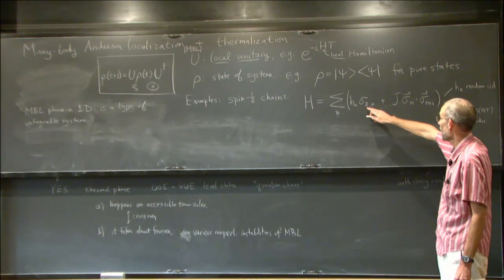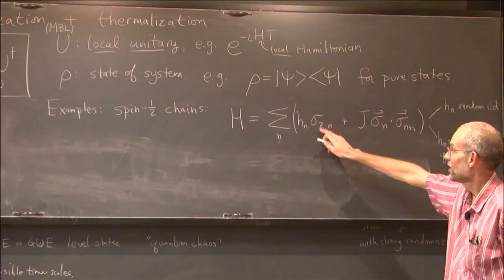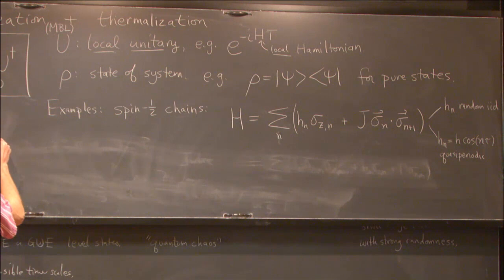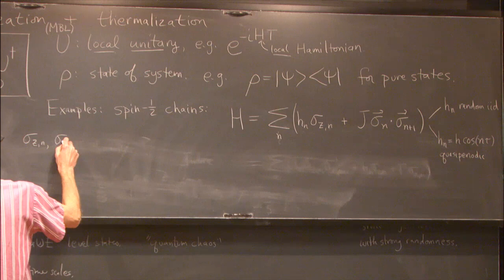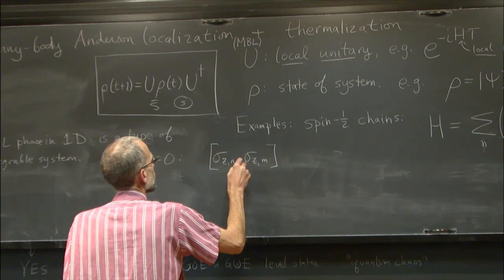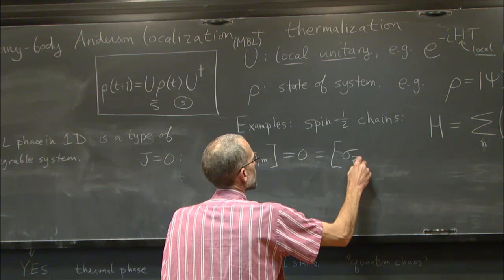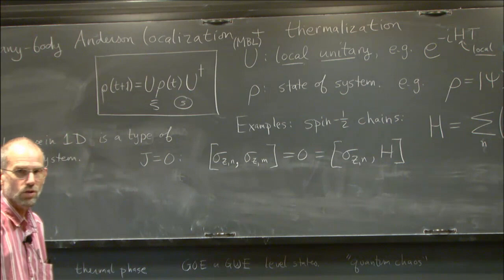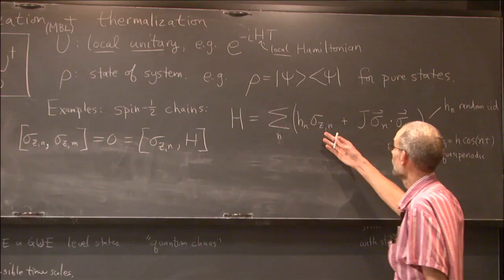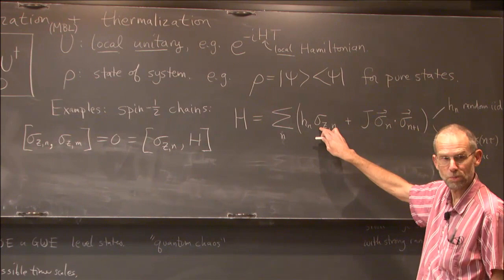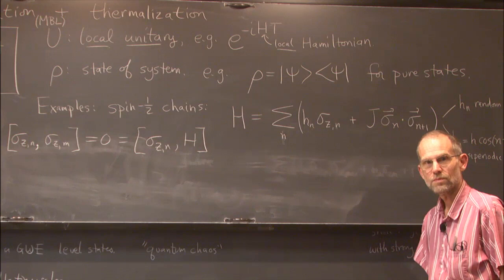At J equals 0, we have all these integrals of motion, sigma Z n, sigma Z m. They all commute with each other, and they commute with the Hamiltonian. It's trivial. And it's localized, because any energy or any z component of the spin that I put on a given site stays where you put it, because there's no hopping.